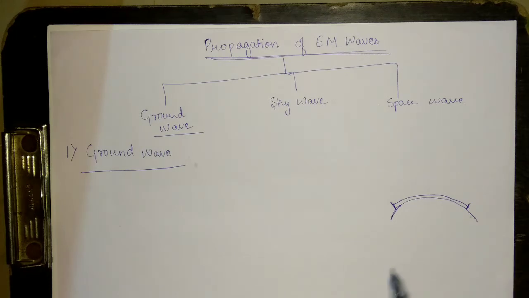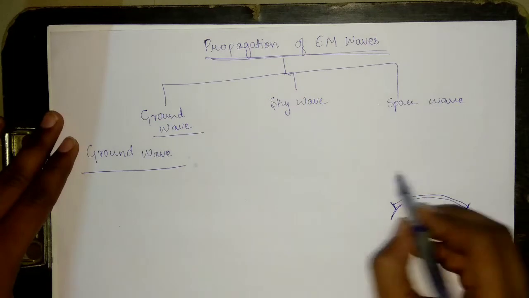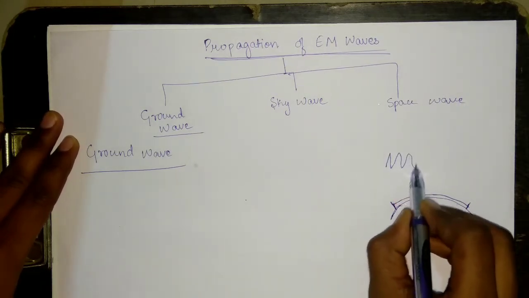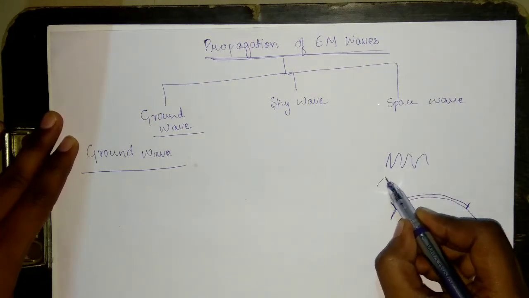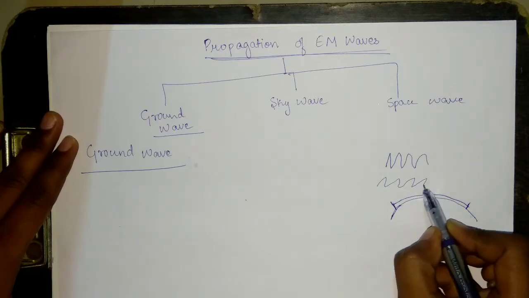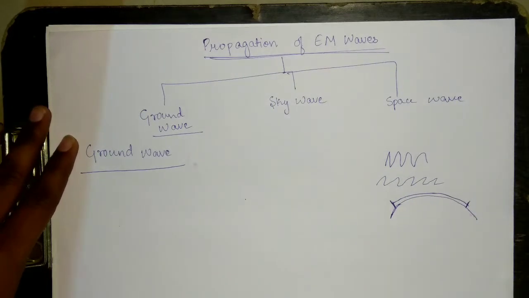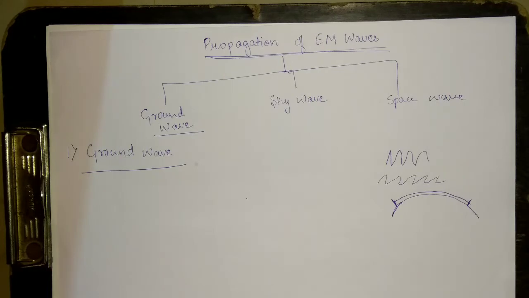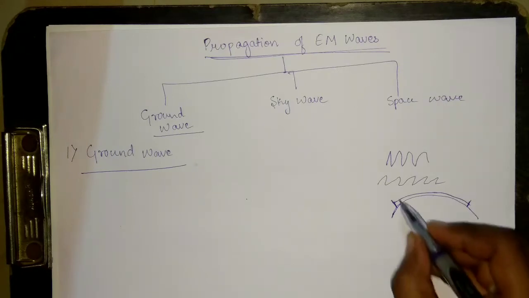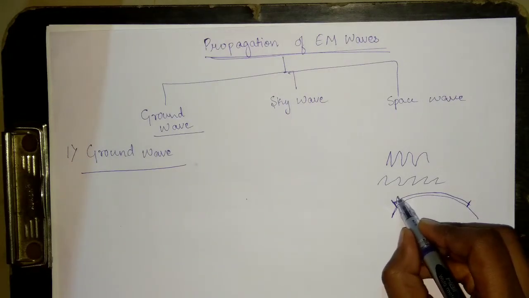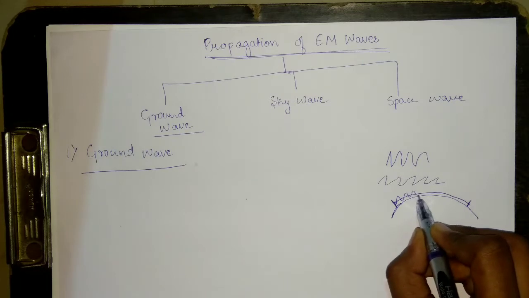There are two types of propagation of any type of wave. They can move vertically like this, or they can move horizontally. In this type of propagation, the waves propagate in a vertical manner.